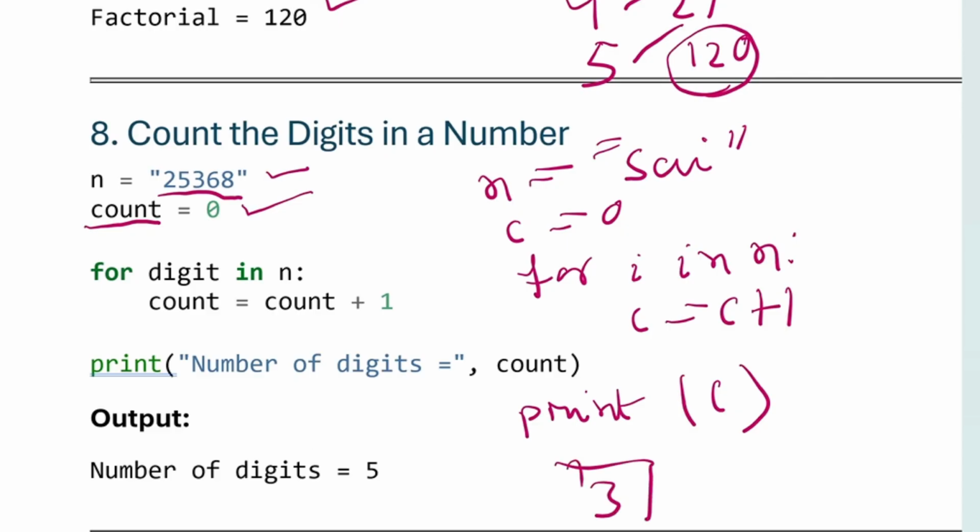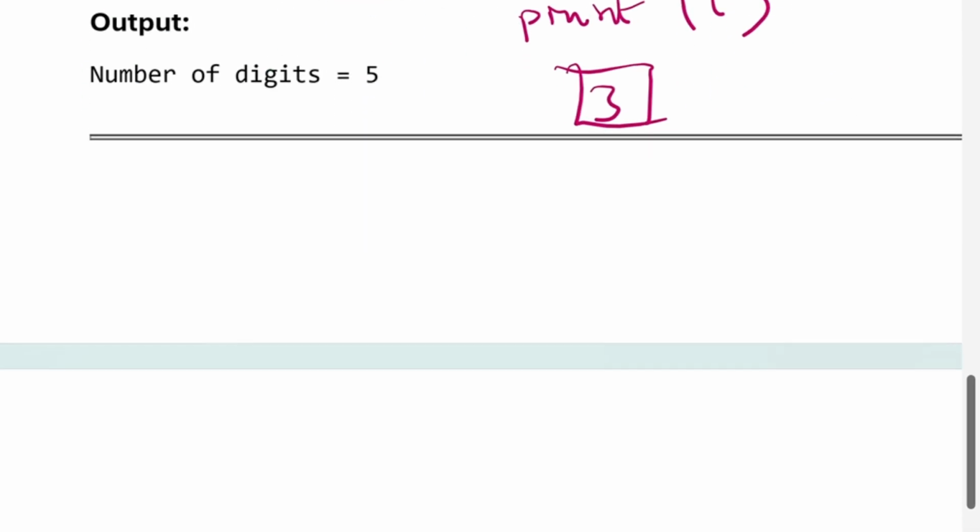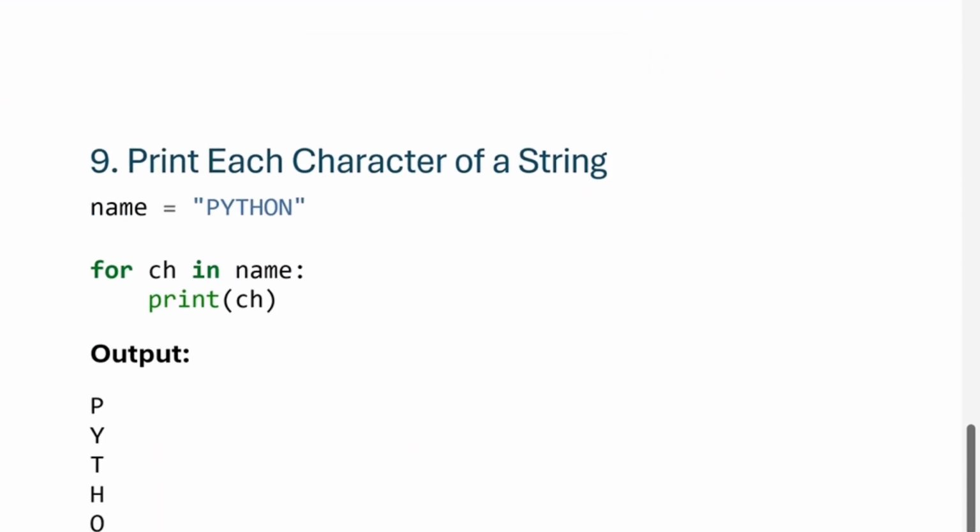The output will be 3. This is the output because there are 3 letters. The loop will continue up to 3. The counter will be c. First time 1, second time 2, third time 3. Final value of c will be 3. So it will be 3.